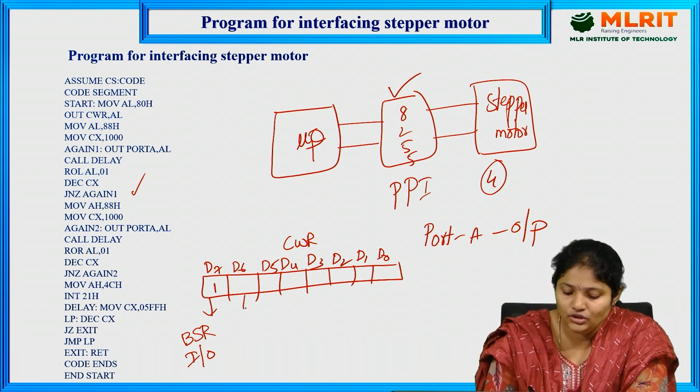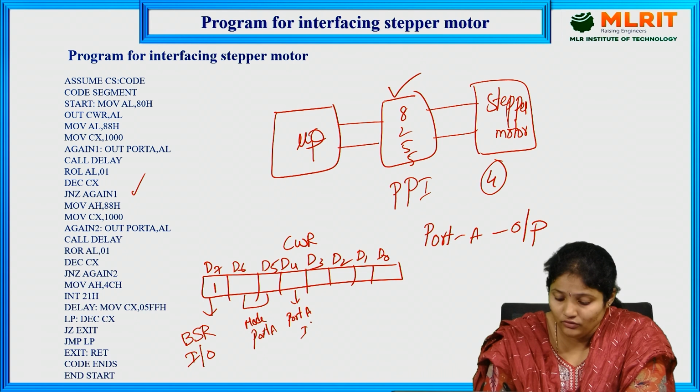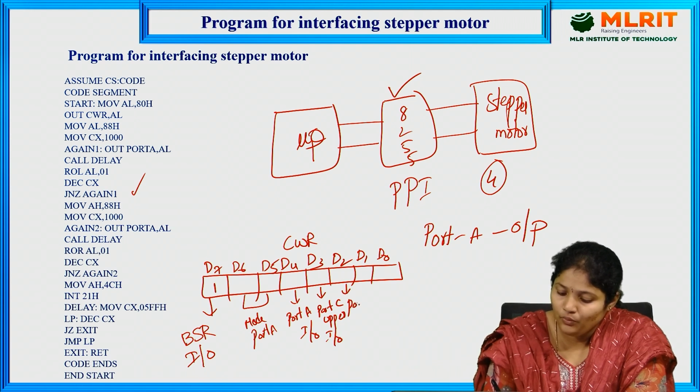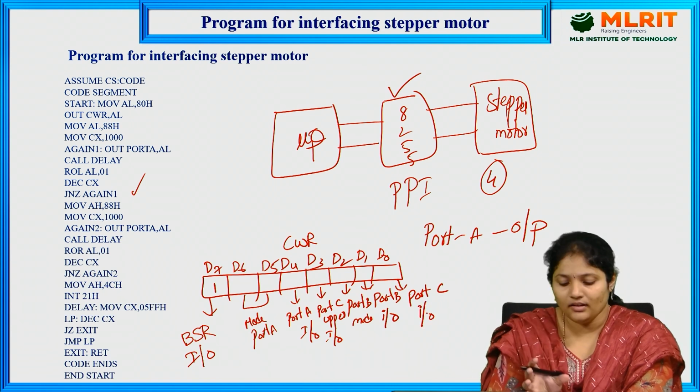So the next 2 bits will decide the mode of port A, and this one is whether we are taking port A as an input or output port. D3 will decide port C upper, input or output, D2 will decide port B mode, D1 will decide port B input or output mode, and the last one, D0, will decide port C lower, input or output mode.